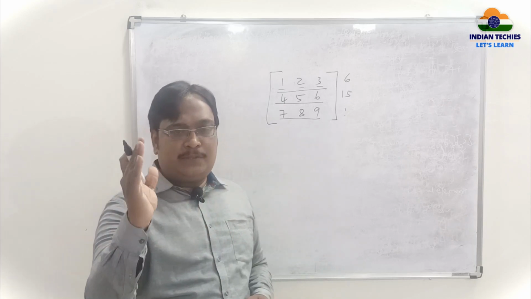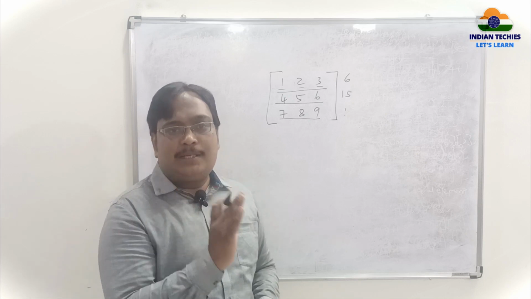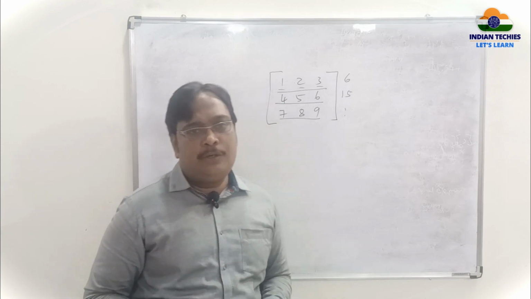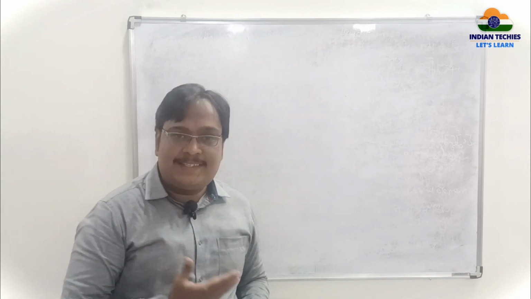Sum of row 1, this one. Next sum of row 2, this one. Sum of row 3. Like this, if I want to print each row total, how are we going to write a program? Let's see the program.